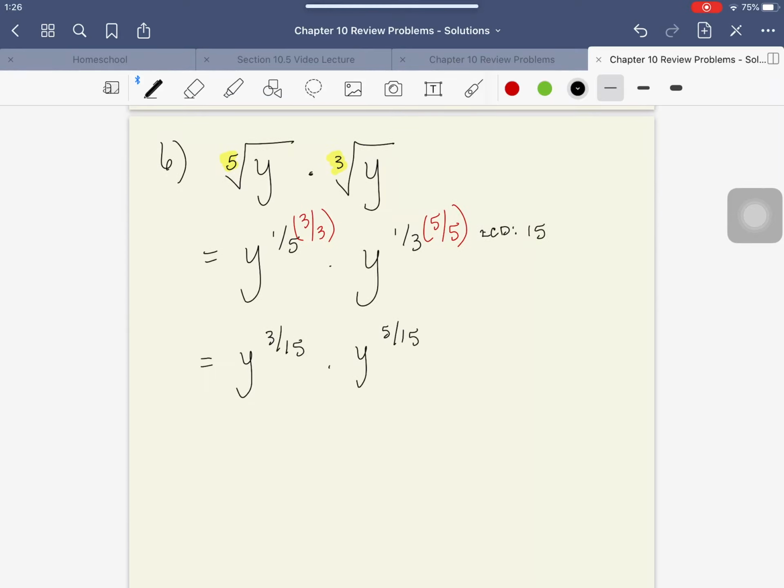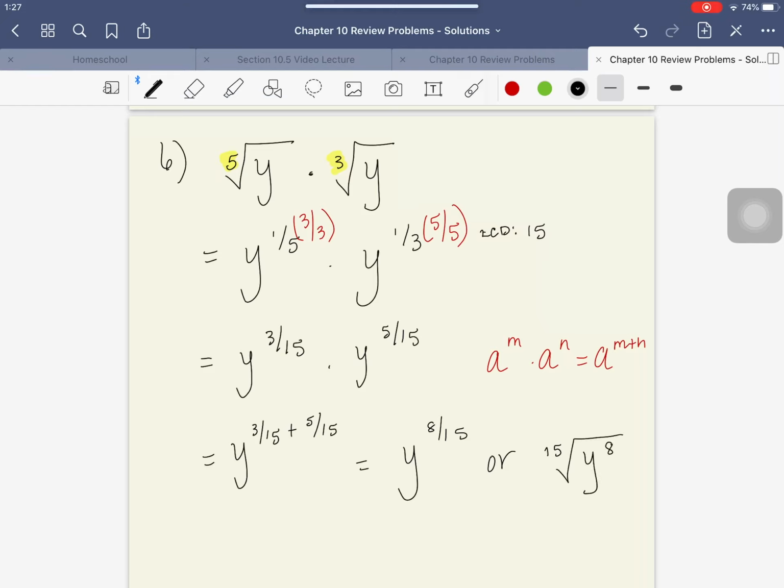And we know that we're going to use the product rule. A to the m times a to the n is equal to a to the m plus n. So that'll be y to the 3/15 plus 5/15. We can write it that way. So that'll be y to the 8/15, and I can leave it that way, or you have to pay attention to the instructions on the test. If it says to rewrite it as a radical, then you'll write this as the 15th root of y to the 8th power.